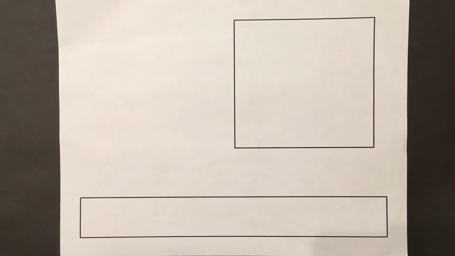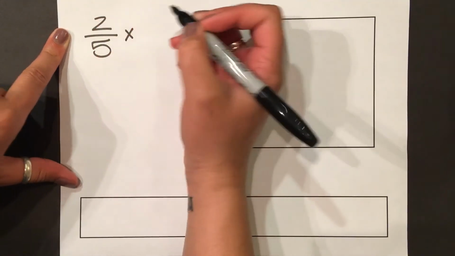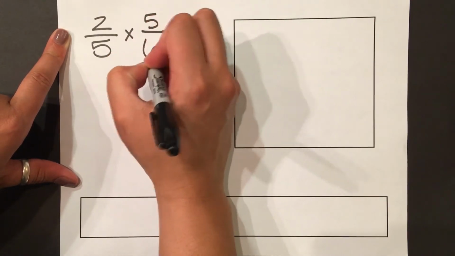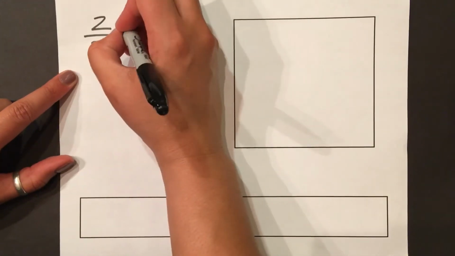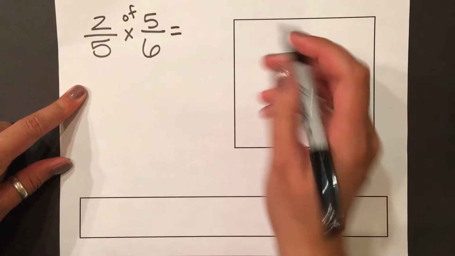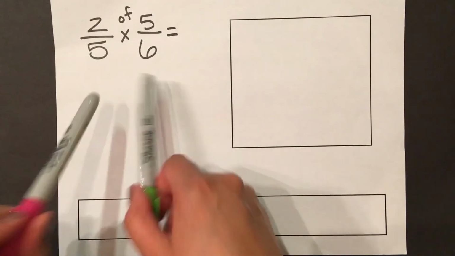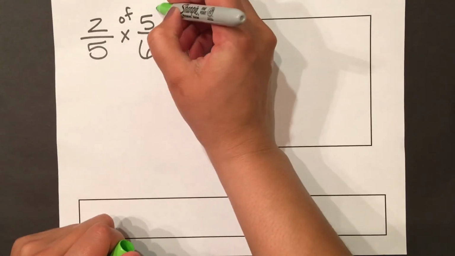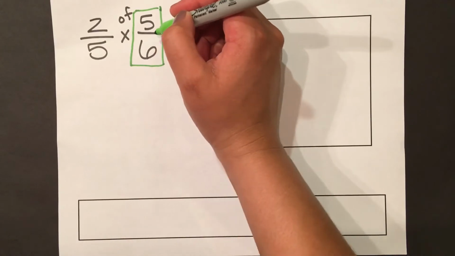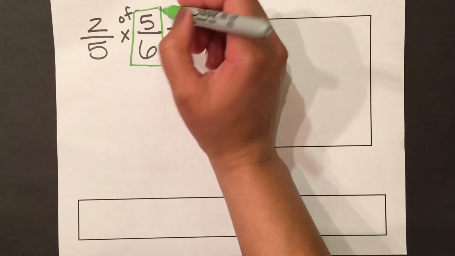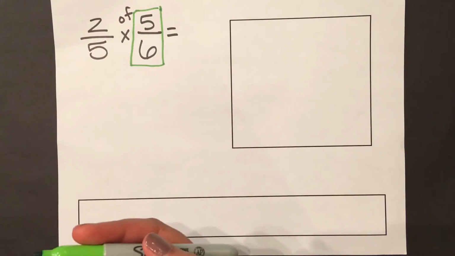Our final practice problem is going to be 2/5 times 5/6. So what this really means is I'm taking 2/5 of 5/6. Well, what's the first fraction I model? This one or this one? Hopefully we're saying the second one. If I had 5/6 of a pan of brownies and I gave 2/5 of them to my brother, how much of the pan would he have eaten?